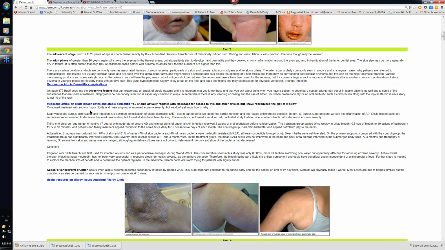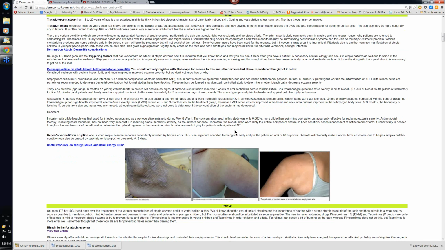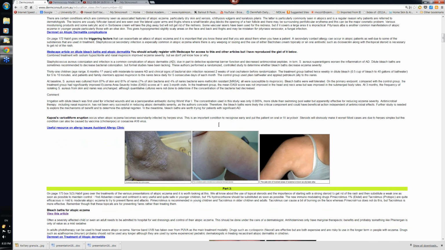This was another little Medscape article into bleach baths, and it goes into things in a bit more detail in terms of the infective element in patients who have recurrent severe atopic eczema.